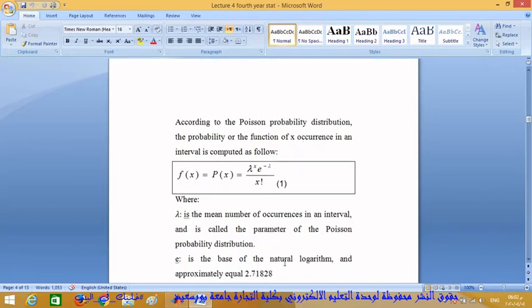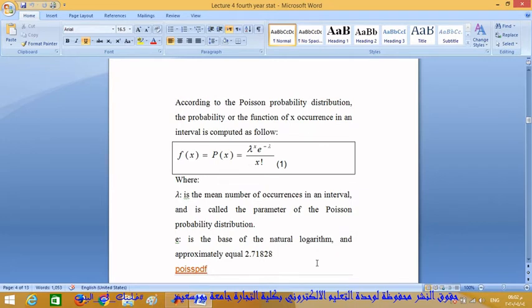e is the base of the natural logarithm and is approximately equal to 2.71828. Okay? So if you want to calculate e from your calculator, write e power 1 and see that e power 1 means e, which equals 2.71828.